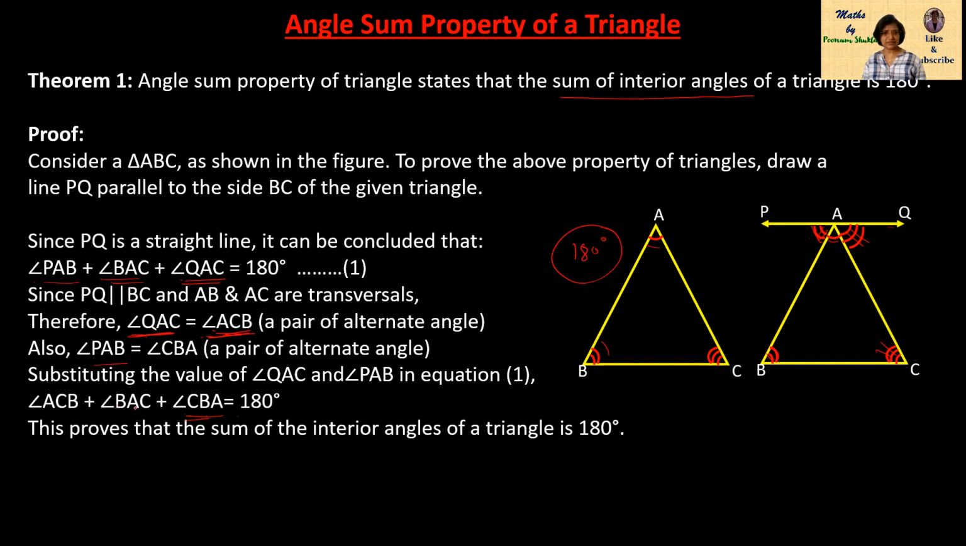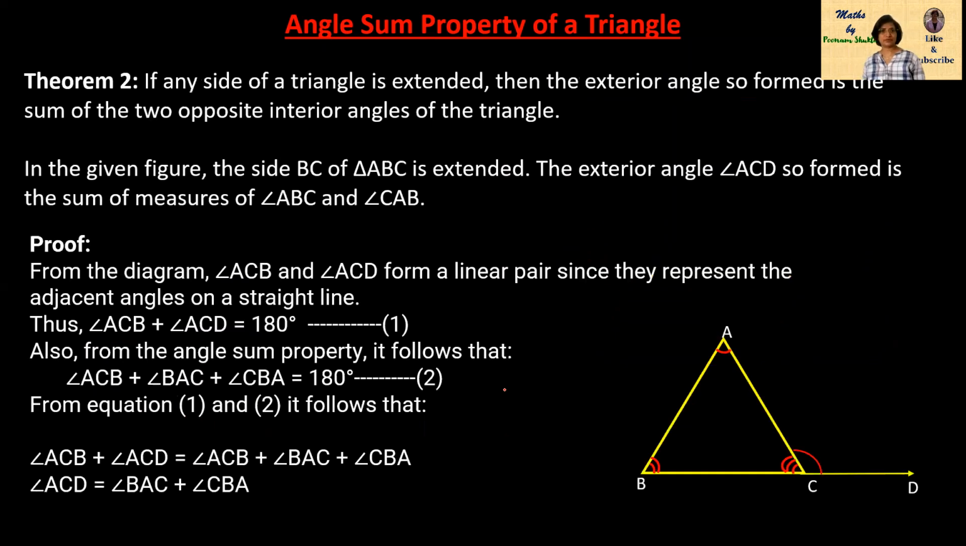Now we can see, are these the interior angles of this triangle? Let us check. Angle ACB, this is one interior angle. Angle BAC, this is another interior angle, and angle CBA, this is the third interior angle, and their sum equals 180. We have proved it, right? So this proves that the sum of interior angles of a triangle is 180.